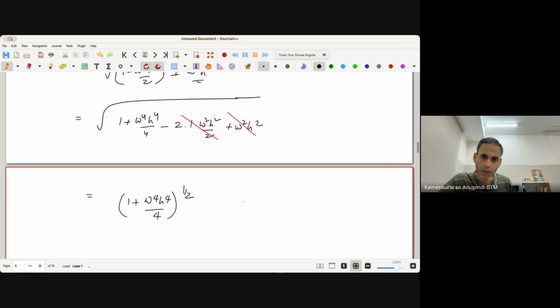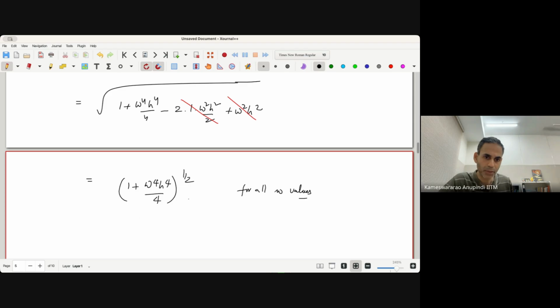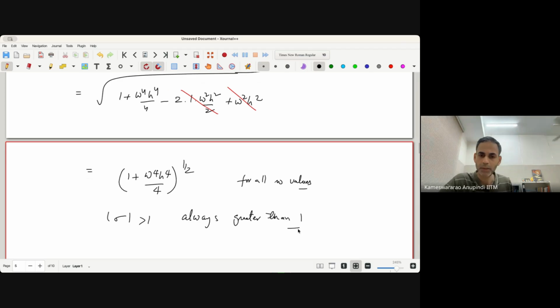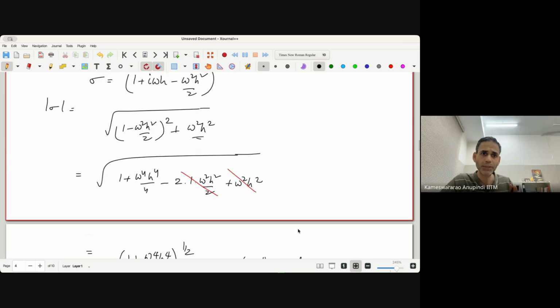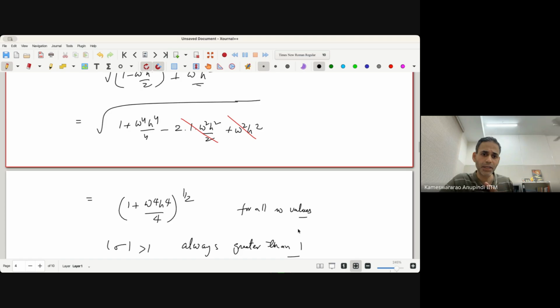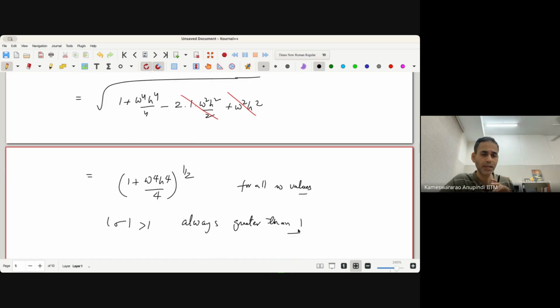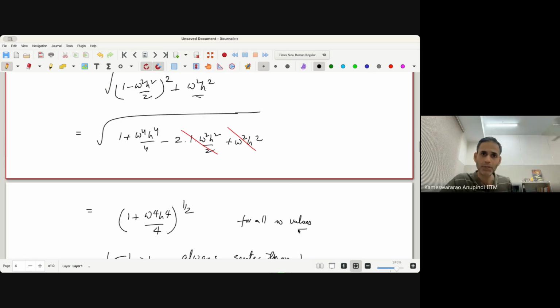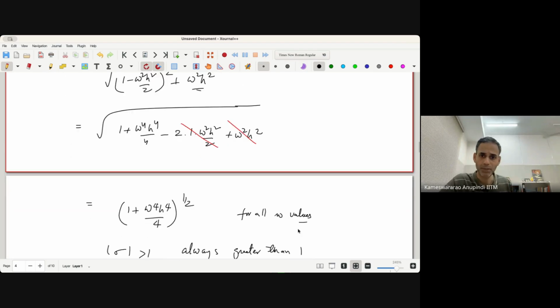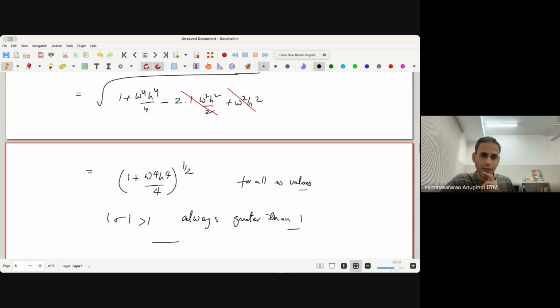What is this value for all omega values? This is going to be positive, right? So this is always positive. So it means sigma is always greater than 1, in fact not even equal to 1. This is always greater than 1. That means RK2 is unconditionally unstable for purely imaginary values of lambda. Okay, that means we cannot solve purely oscillatory problems with it. It is still unstable. Okay, so that is what we obtain from here.